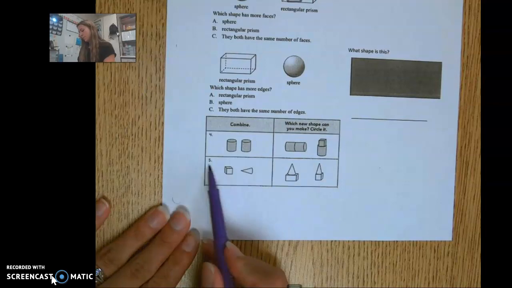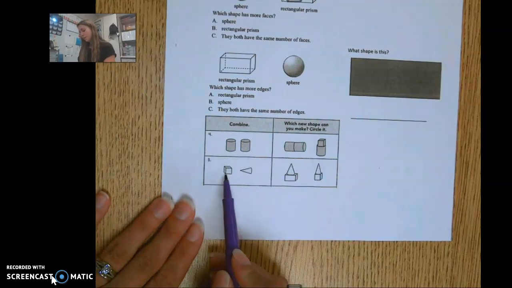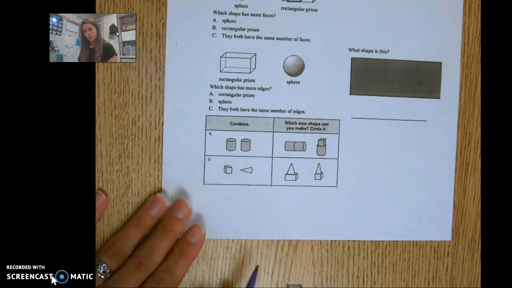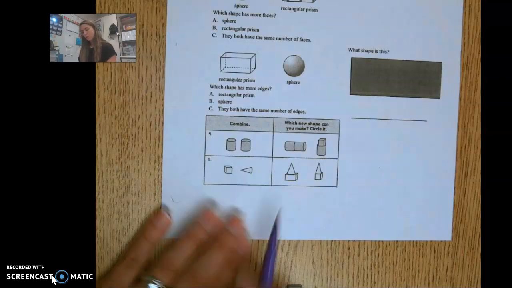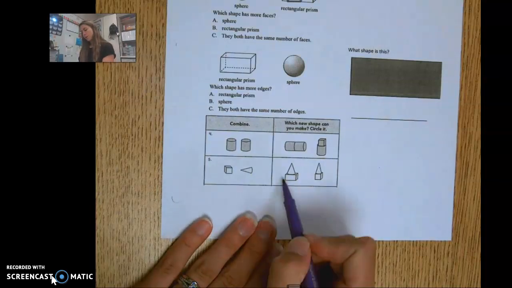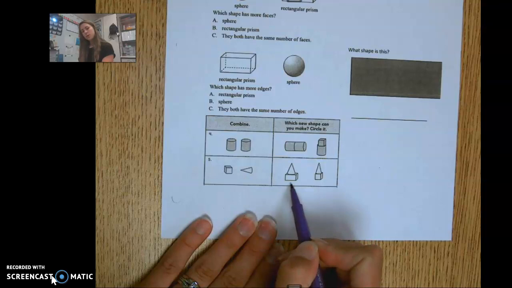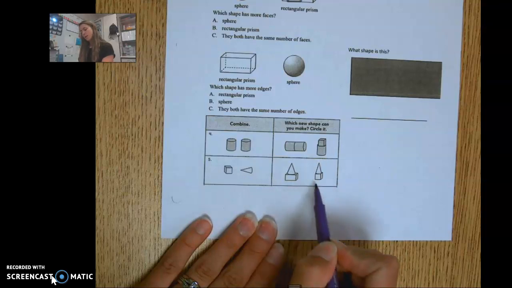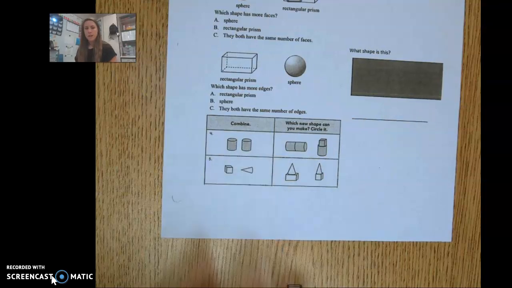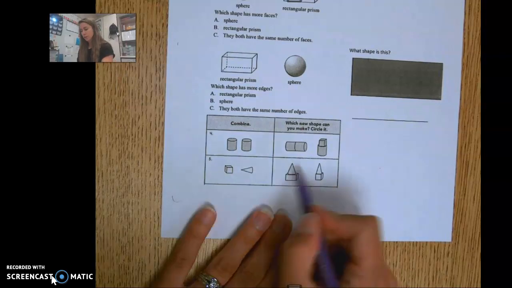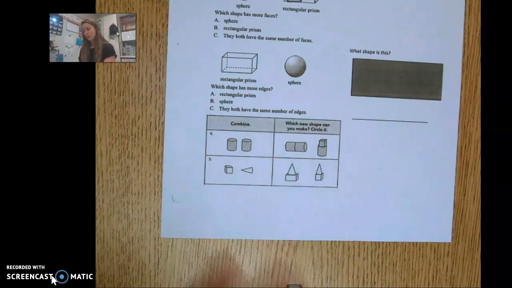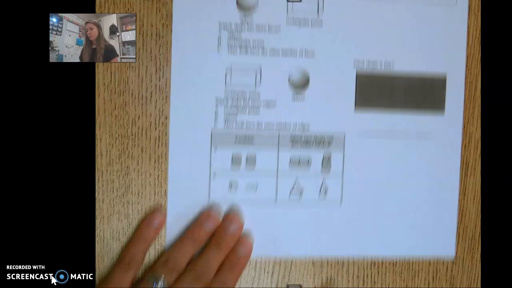Number 5, I have a cube and a cone. Now, if I put a cube and a cone together, am I going to make this picture or am I going to make this picture? I'm going to circle the picture that I think is correct on this other side.